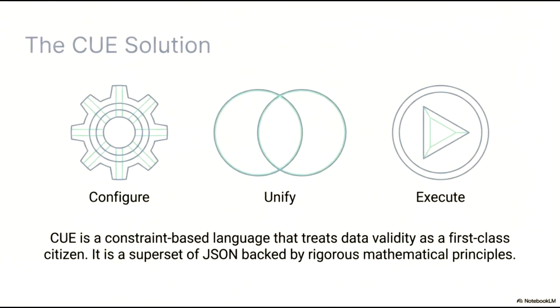The Q solution provides a powerful framework for data validation and configuration management, structured around three primary pillars: configure, unify, and execute. Q is a constraint-based language that treats data validity as a first-class citizen. As a superset of JSON, backed by rigorous mathematical principles, it allows teams to define clear rules and schemas that ensure consistency across complex environments, moving beyond traditional configuration to a system that is both highly flexible and mathematically sound.